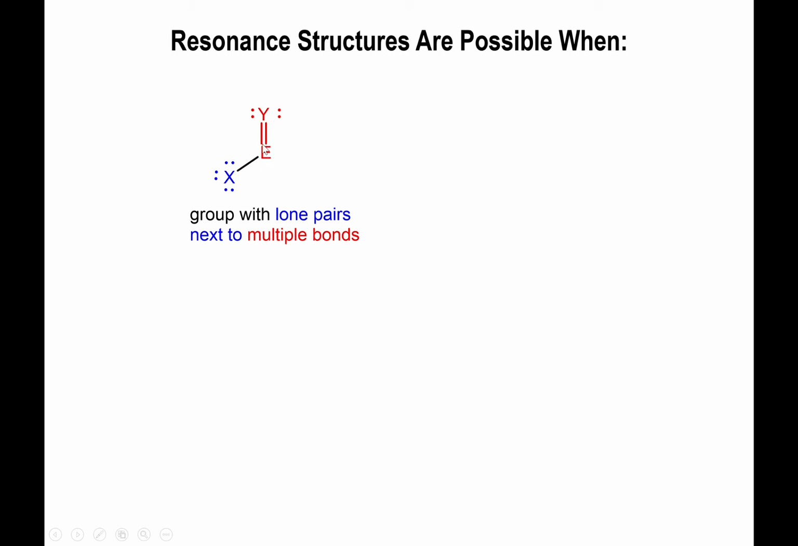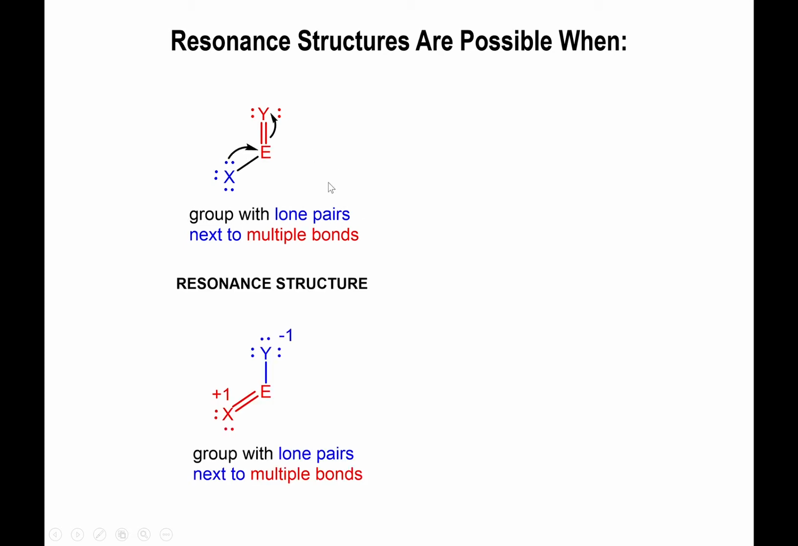In particular, the central element has its octet fulfilled, but the other thing to notice is that the bond that has the multiple bond has an atom next door, atom X, that has lone pairs. And whenever you have a group that has lone pairs next to a multiple bond, whether it is a double bond or triple bond, you can undergo resonance. In particular, the electrons from the neighboring atom can be donated to the central element.